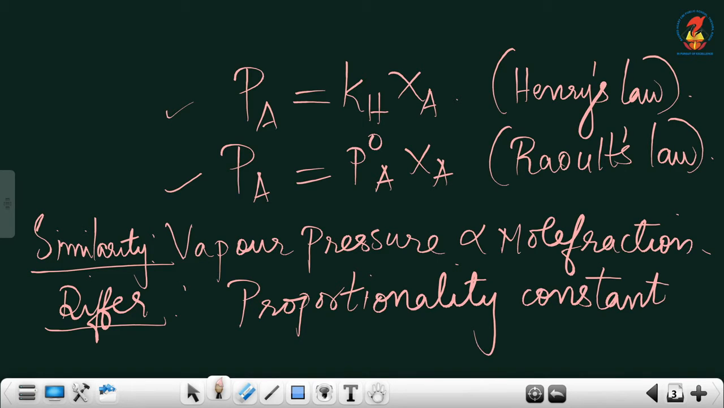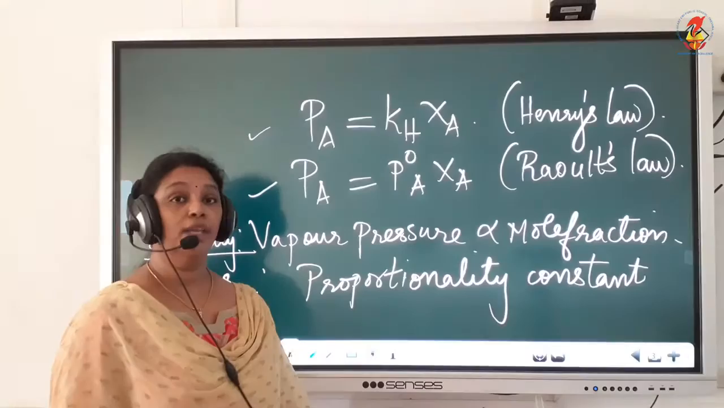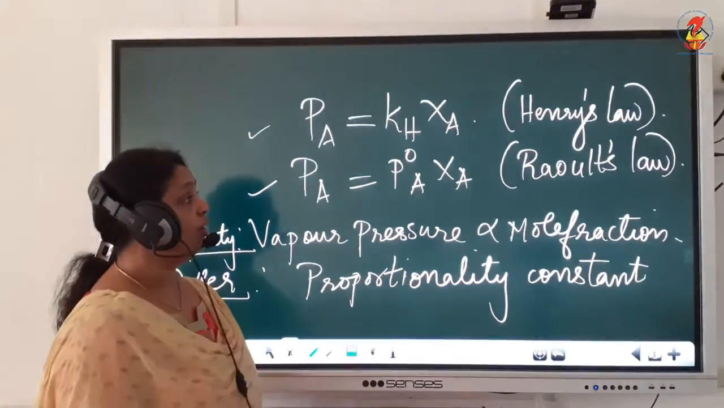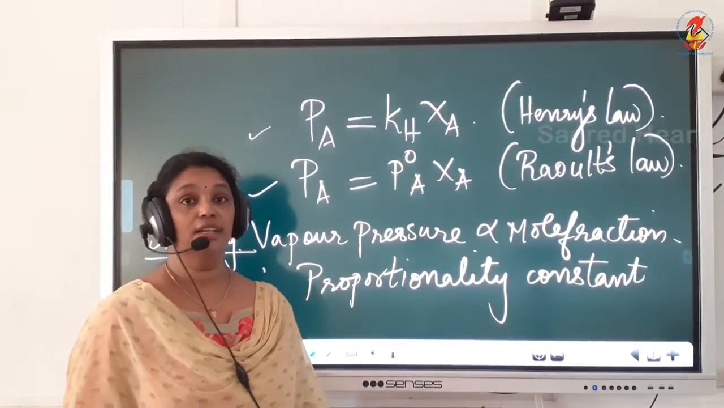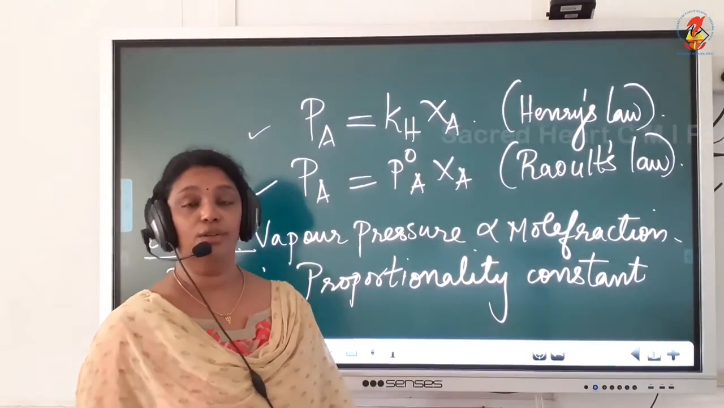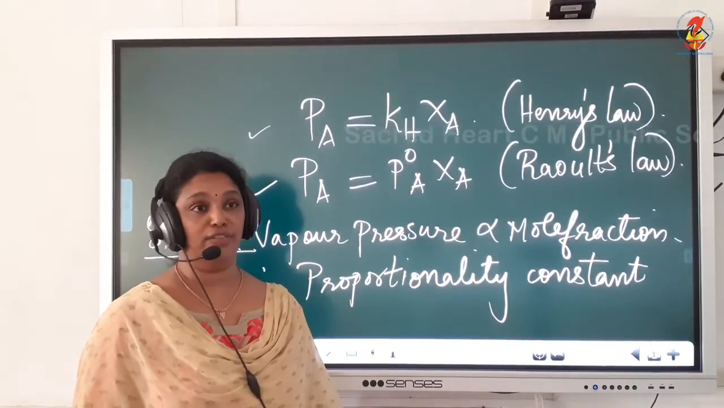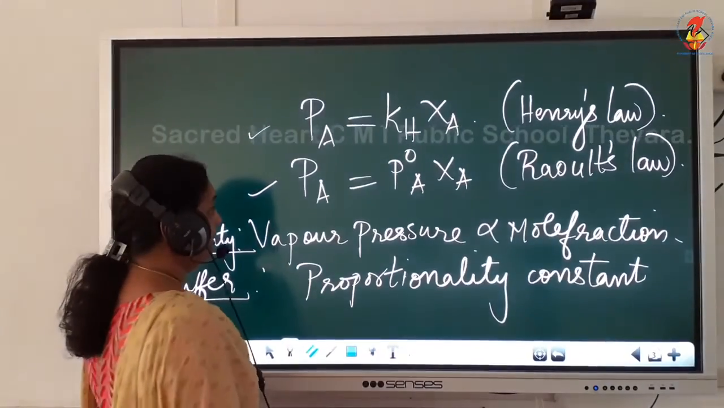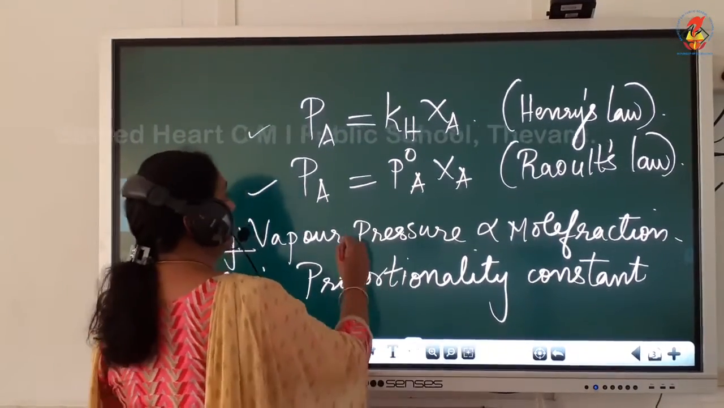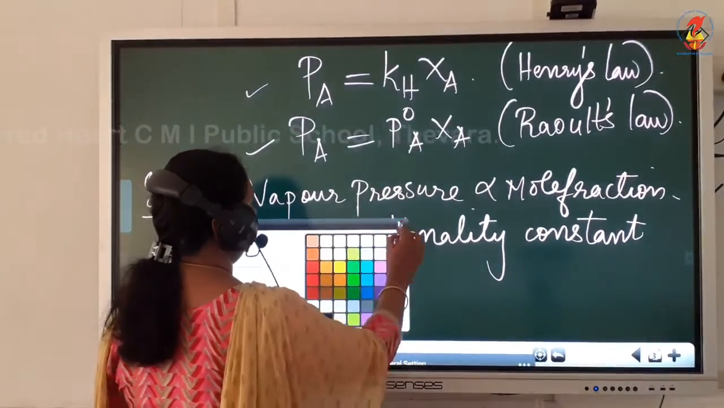For Henry's law it is KH and for Raoult's law it is P naught A. Also we can say that Raoult's law is a special case of Henry's law. So this is asked for exam. When will Raoult's law become a special case of Henry's law? Raoult's law becomes a special case of Henry's law when P naught A is equal to KH.